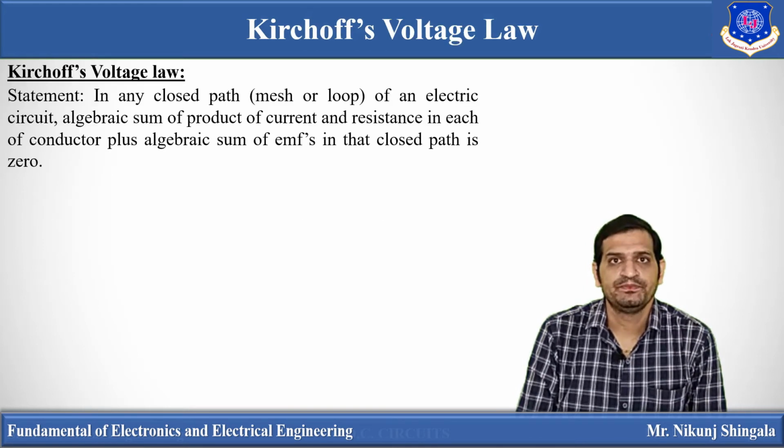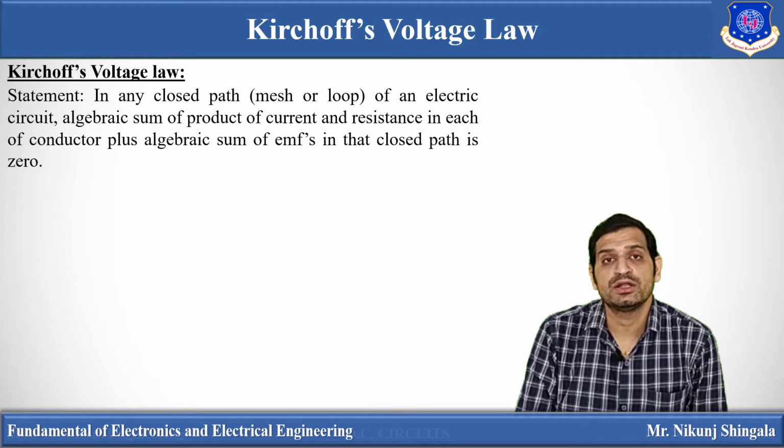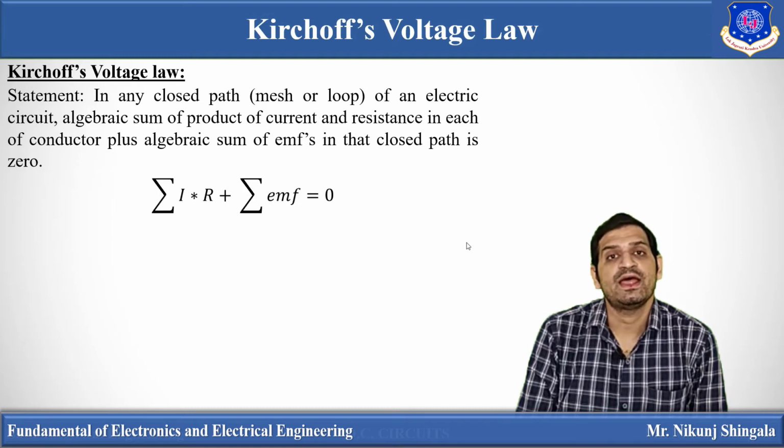Now what is the statement? In any closed path, whether it is a mesh or loop of an electric circuit, the algebraic sum of the product of current and resistance in each of the conductors plus the algebraic sum of EMF in that closed path is 0. So mathematically we can write summation I into R plus summation EMF is equal to 0, and that is nothing but the KVL.